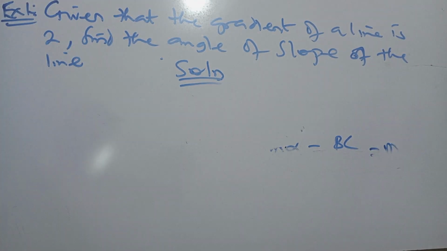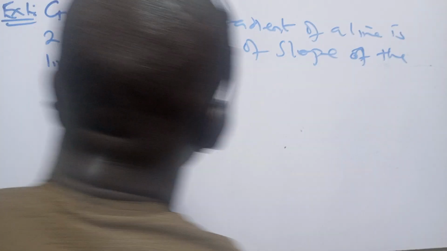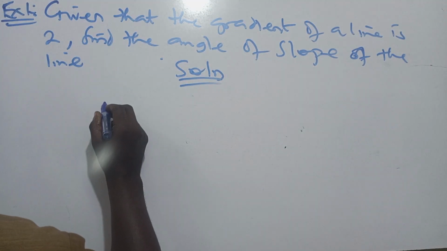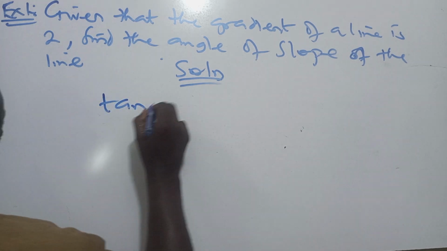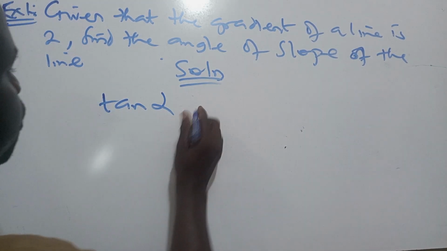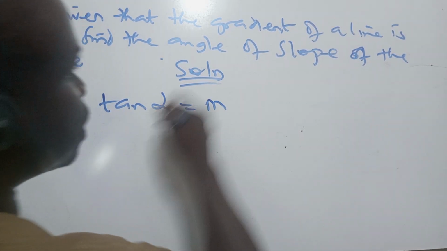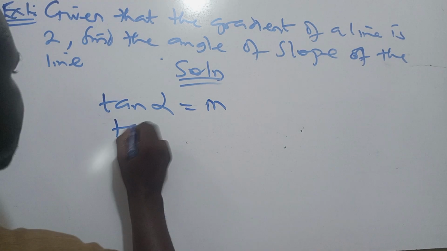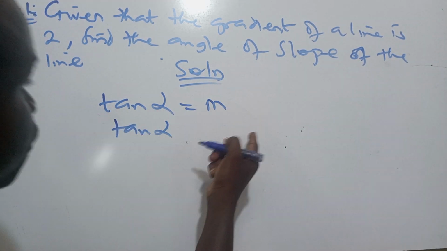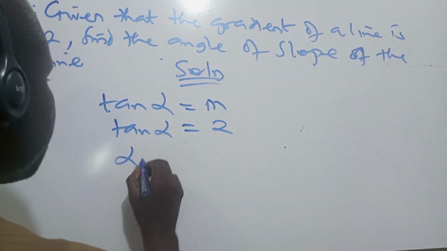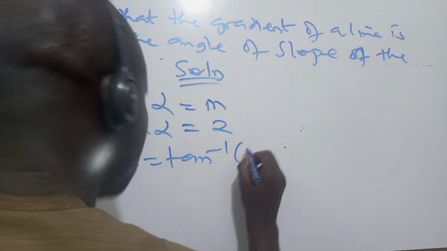So we are given the gradient. We are asked to find the angle of slope. So what do we do here? We just say tan alpha, that is the angle of slope, is given as m, which is the gradient of the line. So in this case, let alpha be the angle of slope. Tan alpha will now be equal to 2. So alpha will now be arctan of 2.